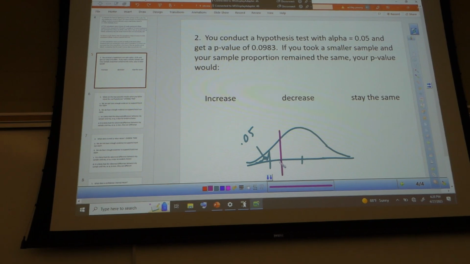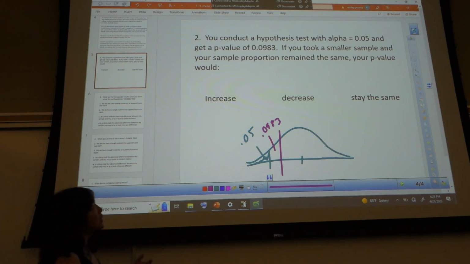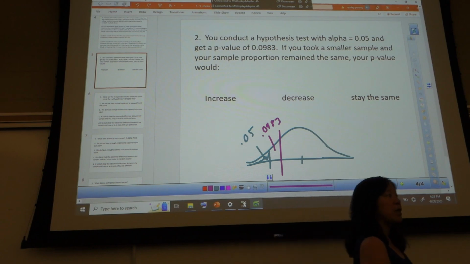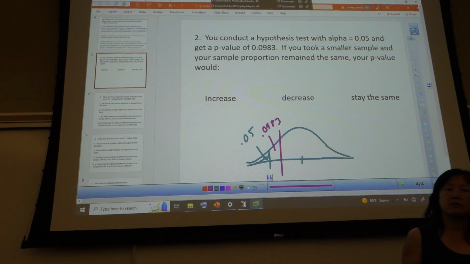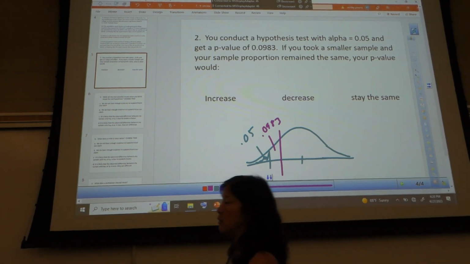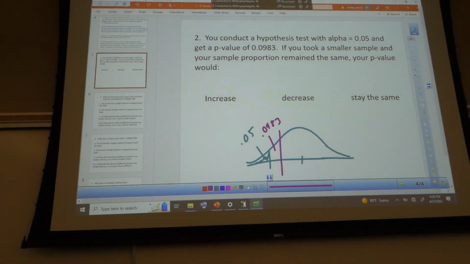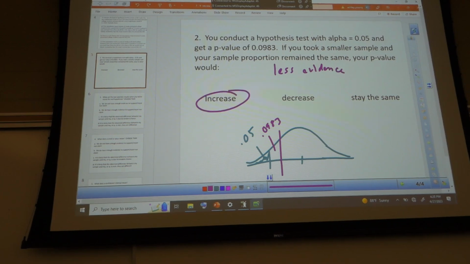Does everyone kind of follow that? So this space here is 0.0983. So I have some evidence, but not a lot. So I'm not rejecting H naught at this point. If I take a smaller sample, am I going to have more evidence or less evidence? Less evidence. So a smaller sample means less evidence. So what would that do to my p-value? Would it increase or decrease, if you had less evidence? Yep, increase.